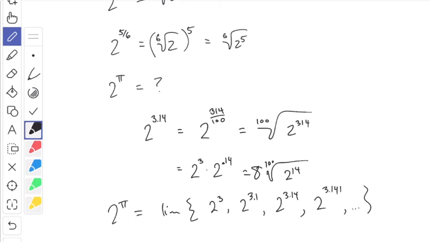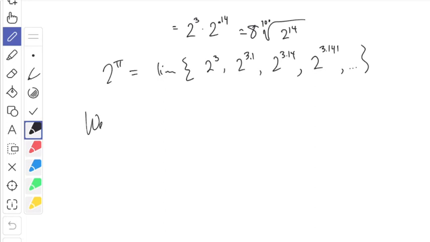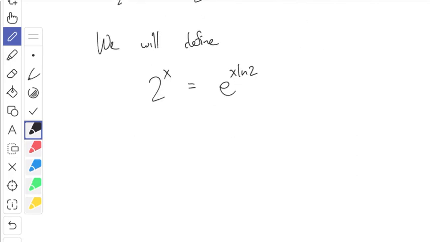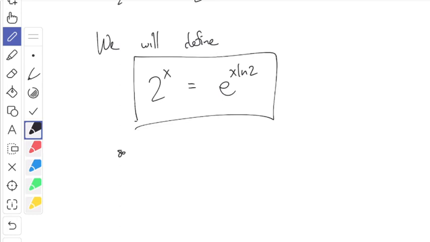Actually, there's another way to think about this, which is going to work out great for our purposes. I'll just tell you how we're going to do this. 2 to the power x, no matter what x is, you're always going to do it this way: e to the power x ln 2. You could think of this as a rule for exponents, but we're going to treat this like a definition. 2 to the power x is equal to e to the x ln 2. And so in particular, 2 to the power pi, its definition is e to the pi ln 2.